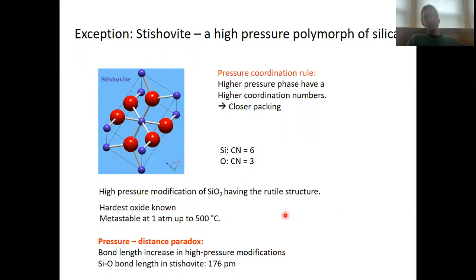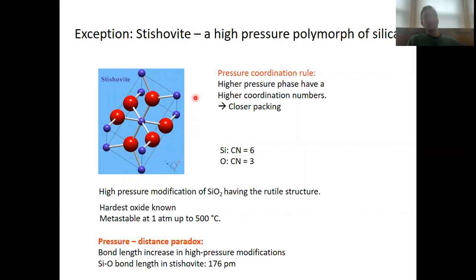So most but not all silicates have an SiO4 tetrahedra as the primary building unit. One exception is Stishovite, which is a high pressure polymorph of silica. In Stishovite we have SiO6 octahedra. So the coordination number of silicon is 6. The coordination number of oxygen is 3.